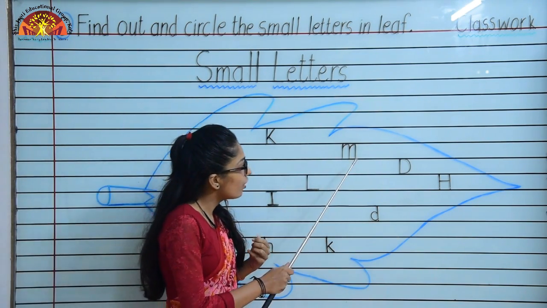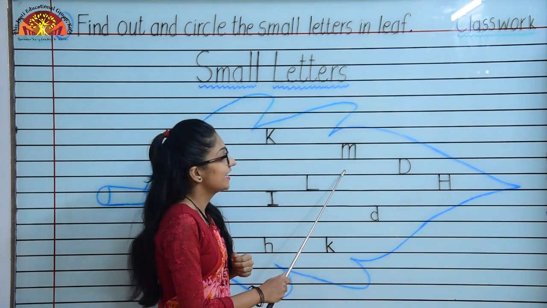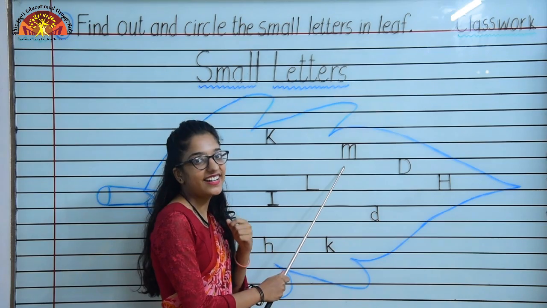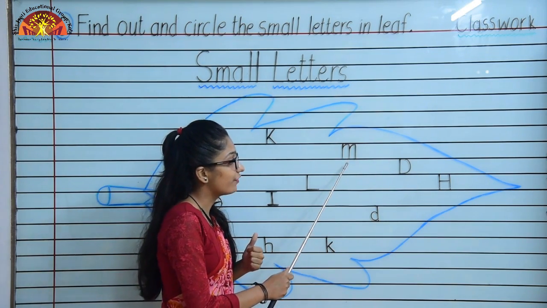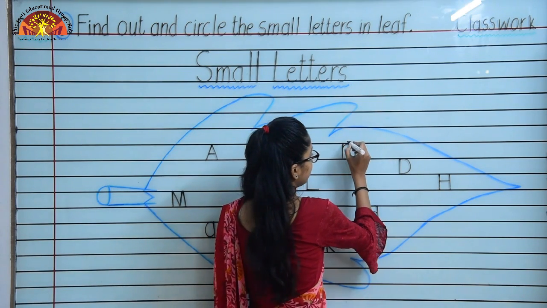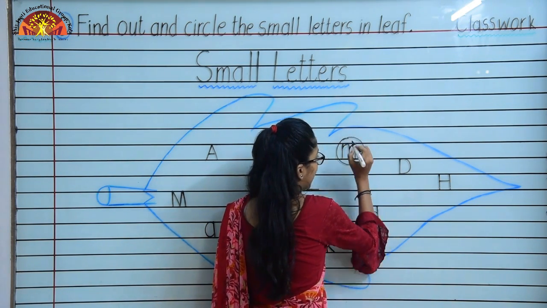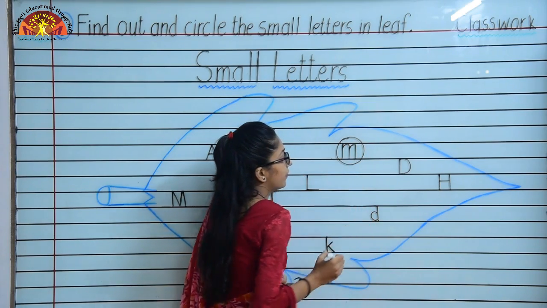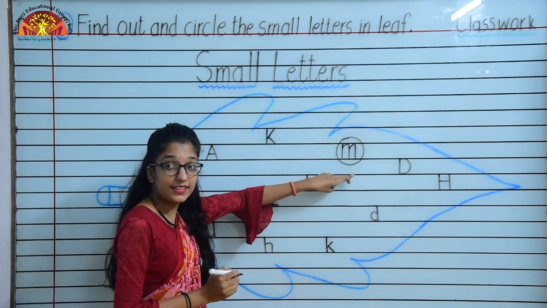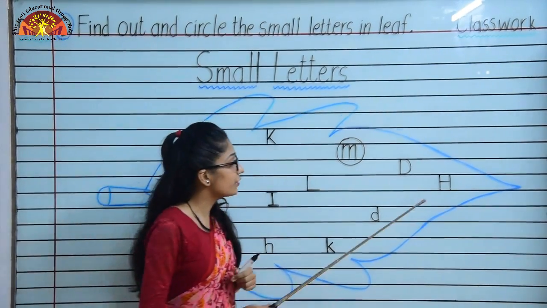Okay. So look over here kids. Tell me, which letter is this? This is small letter M. Okay, so we have to circle this letter. See? Like this. This is small letter M. Okay? Now move to next one.